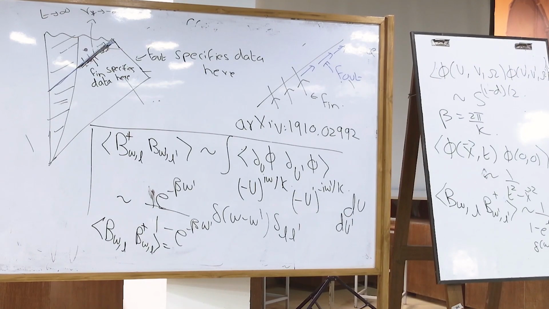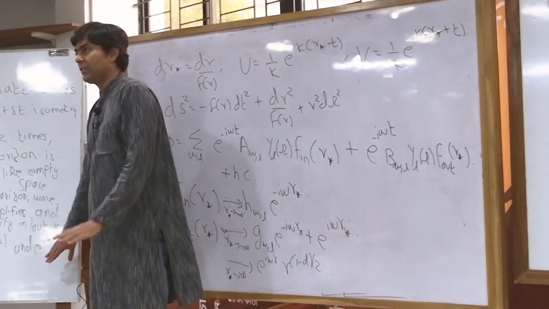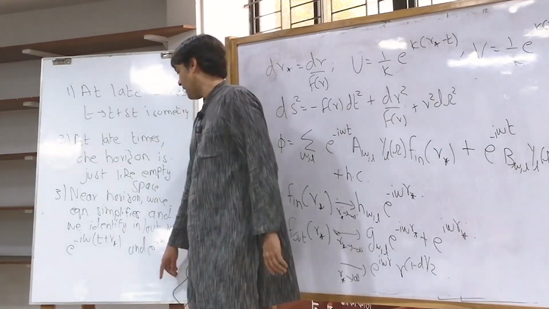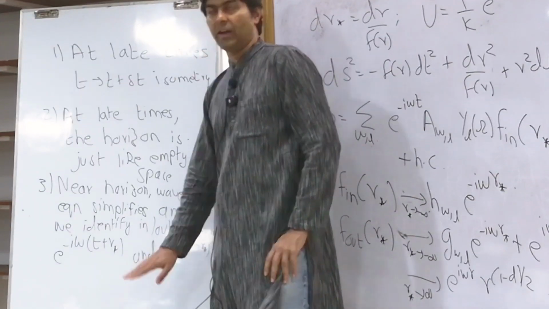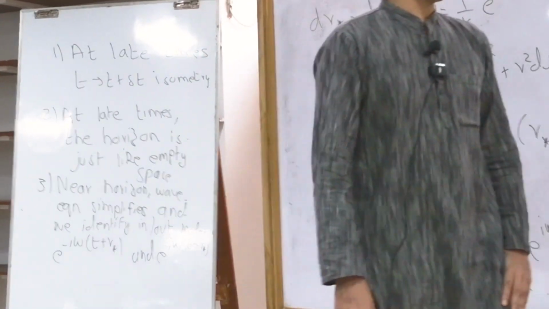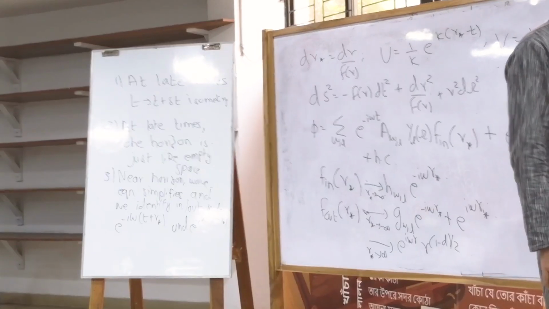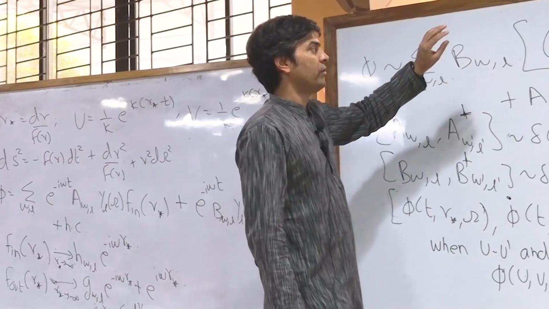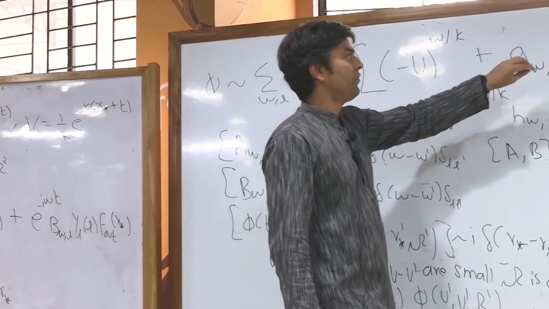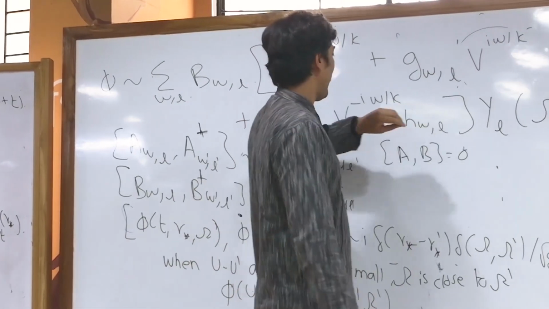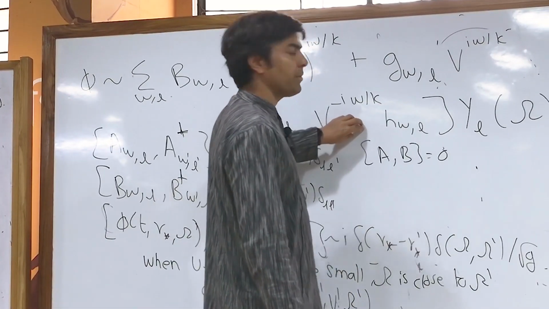We started this lecture by saying that near the horizon, the wave equation simplifies. So we get these two solutions, e to the minus i omega (t minus r star) and e to the i omega (t minus r star). Therefore, when you quantize the field, you get something which looks like some power of u to the i omega by k plus v to the i omega by k, and some other oscillator times v to the minus i omega by k.